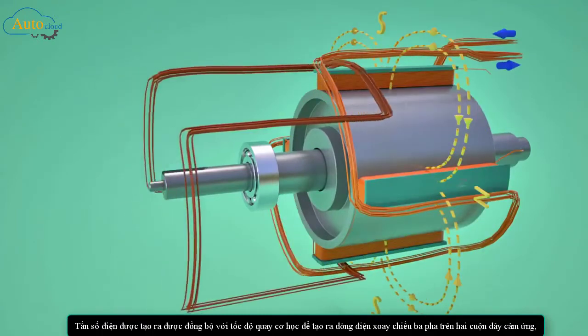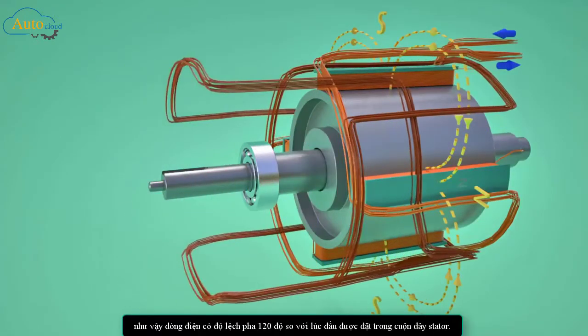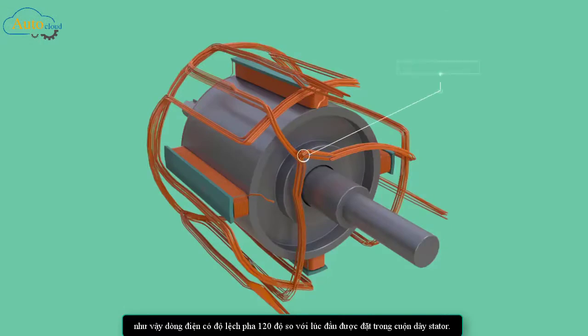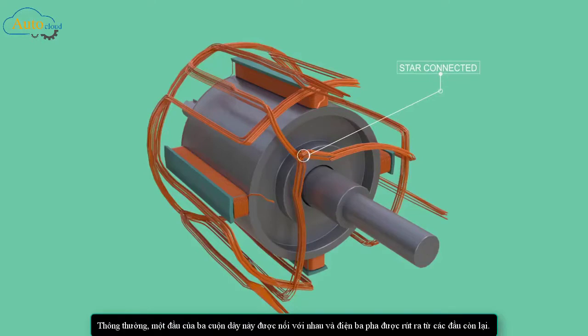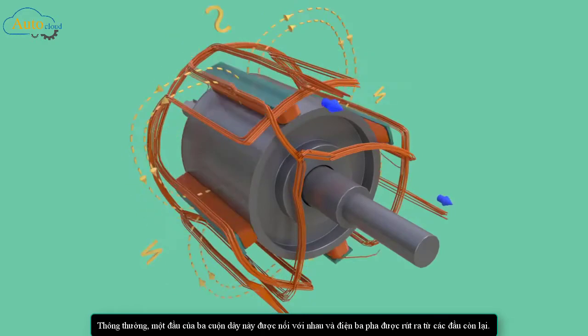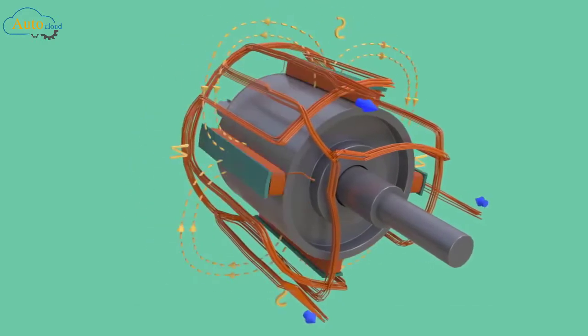For producing 3-phase AC current, 2 more such armature coils which are in 120-degree phase difference with the first is put in the stator winding. Generally one end of these 3 coils are star connected and 3-phase electricity is drawn from the other ends. Neutral cable can be drawn from the star connected end.